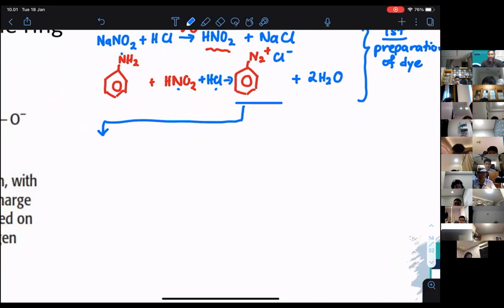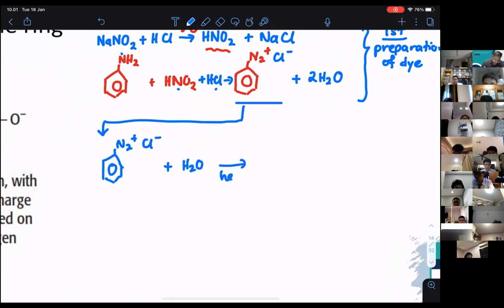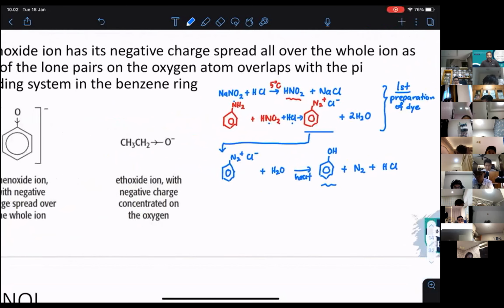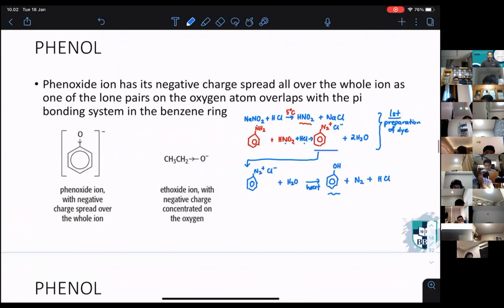So how do I prepare phenol using this? Again, I have the benzene diazonium chloride, N2 plus Cl minus. I react with H2O, and I need to heat. What will happen? The OH comes over here, and I am going to have nitrogen gas, and I am going to get HCl. Everything is balanced. So this is how you produce the phenol. And do remember the next part of the phenol is going to be phenoxide.